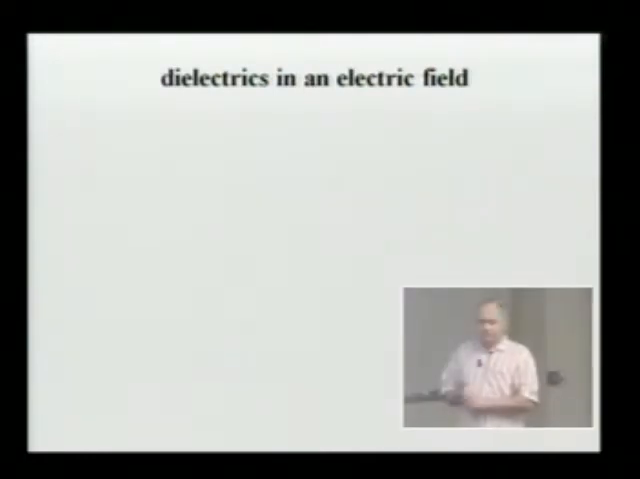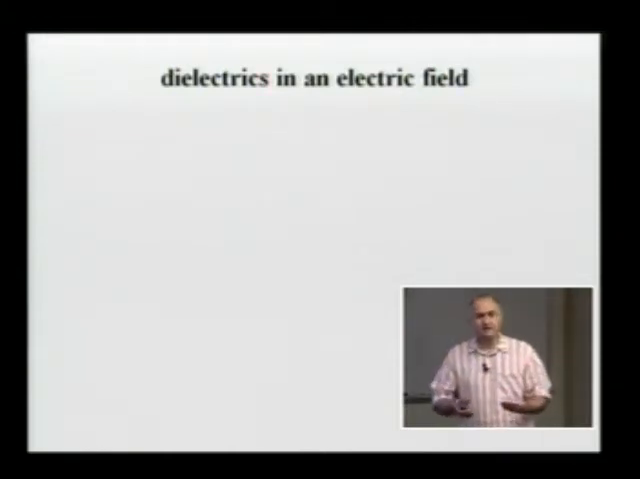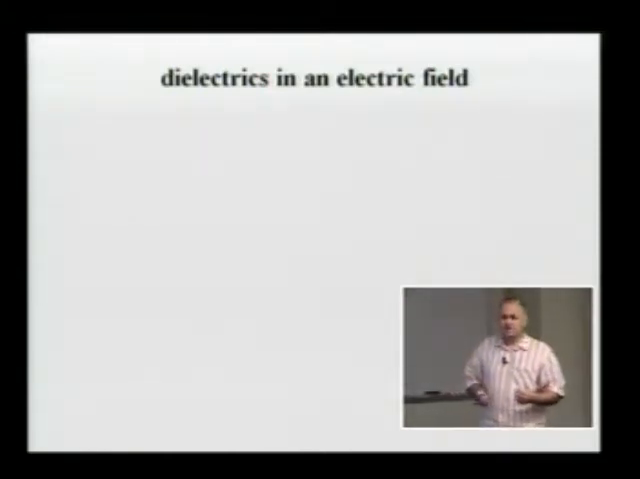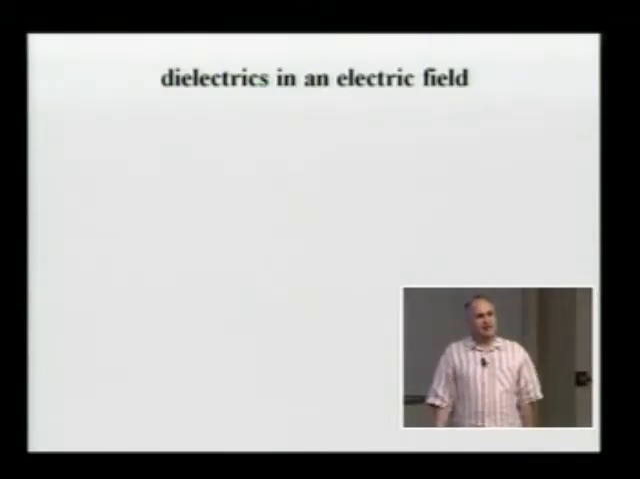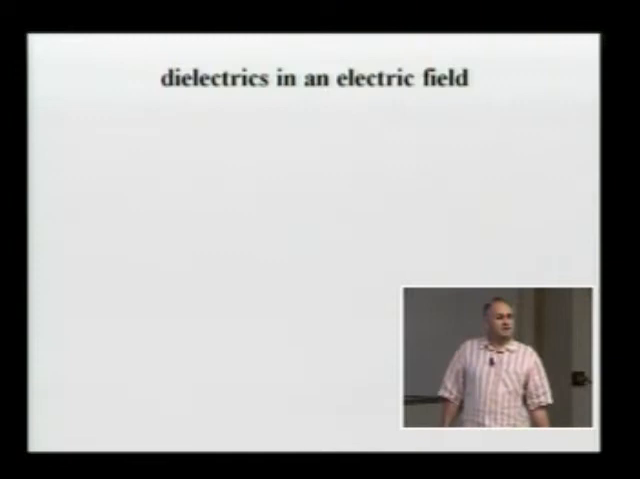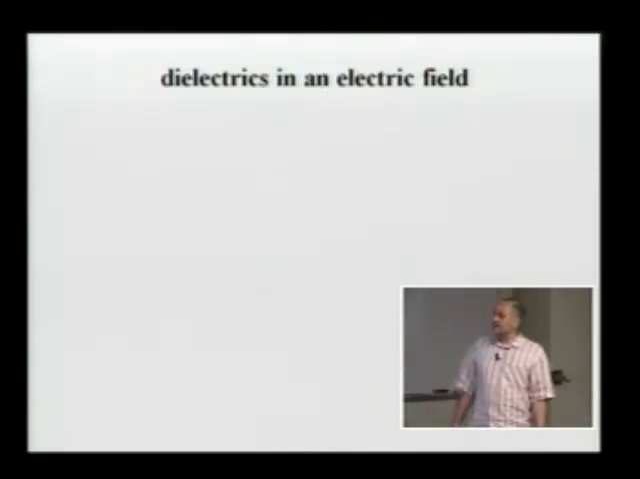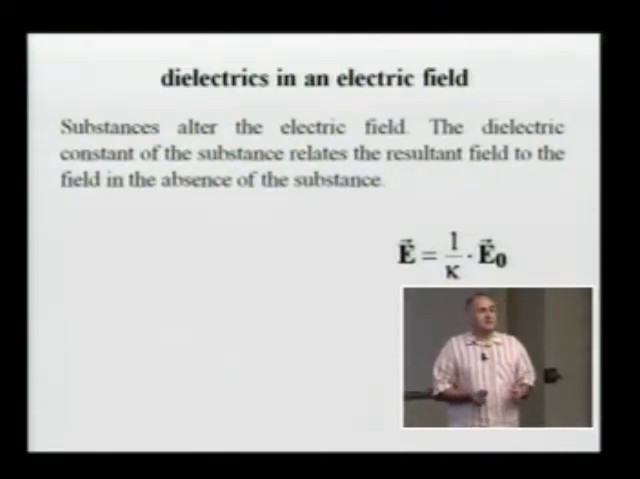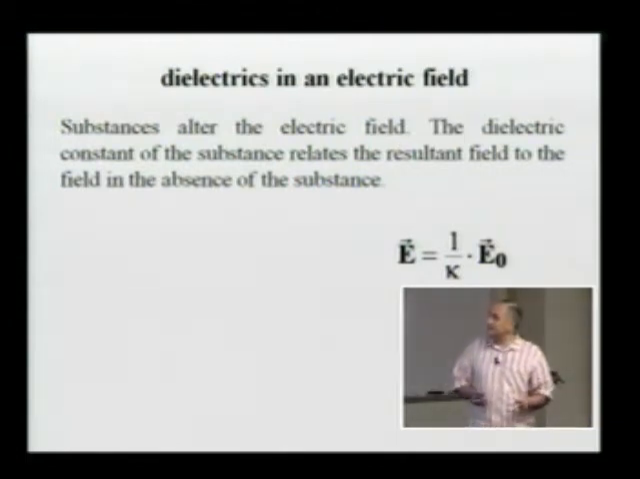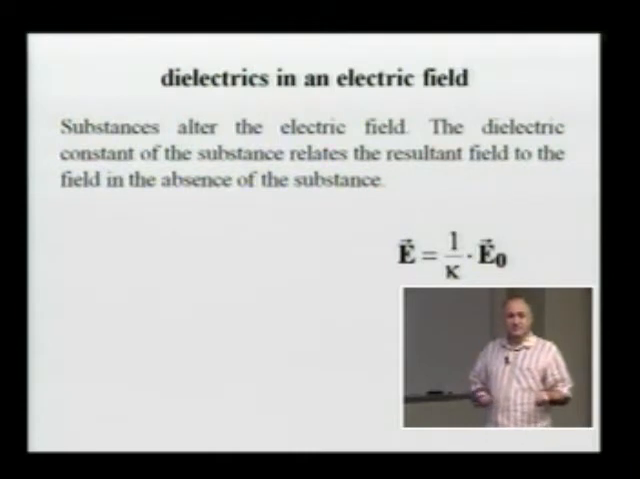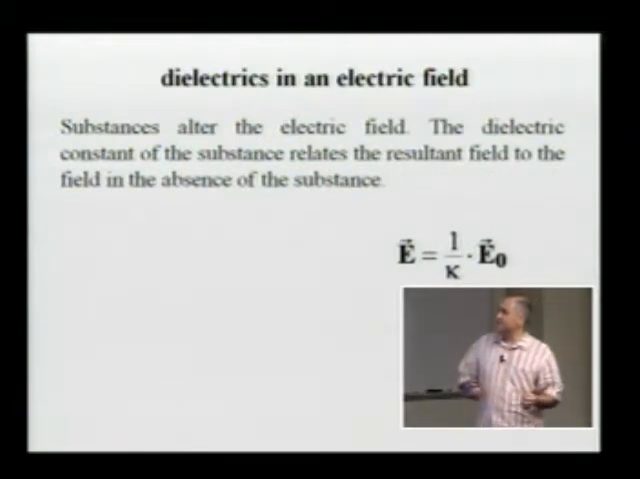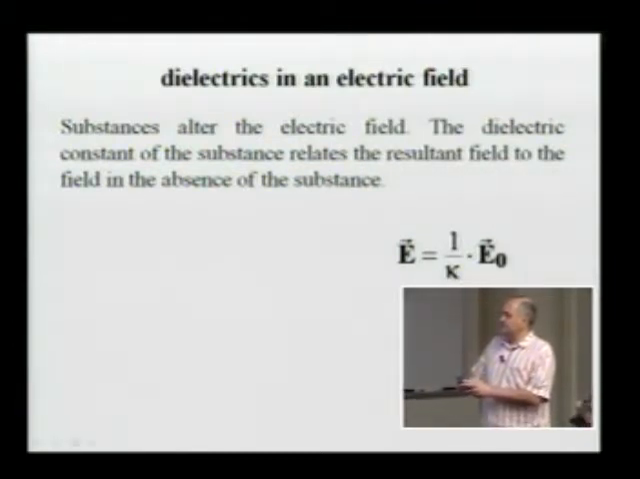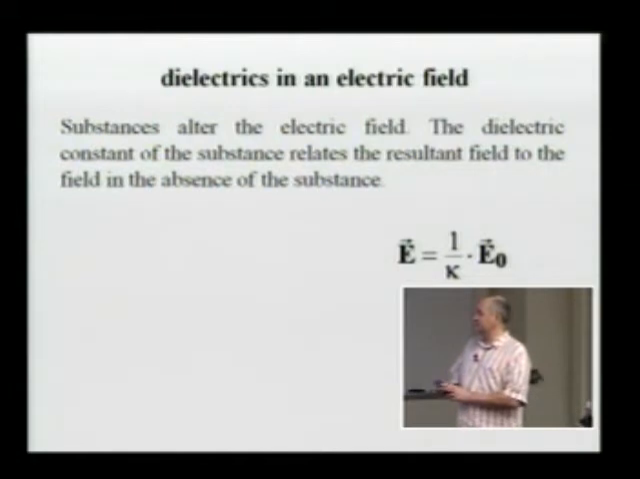All right, now I started to talk about the effect of substances on electric field. If we have a certain electric field in space and we put a substance into that electric field, it is going to affect the value of the electric field. In general, substances affect the electric field. How the substance changes the electric field is characterized by a certain property of the material referred to as the dielectric constant of that substance. We use the Greek letter kappa to represent dielectric constants of various substances.